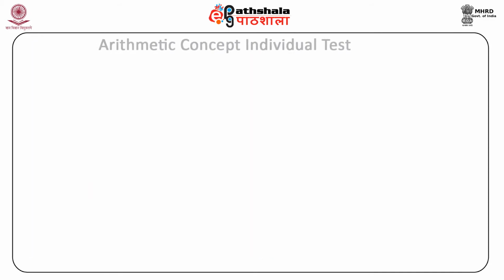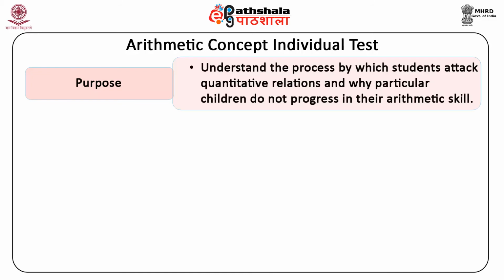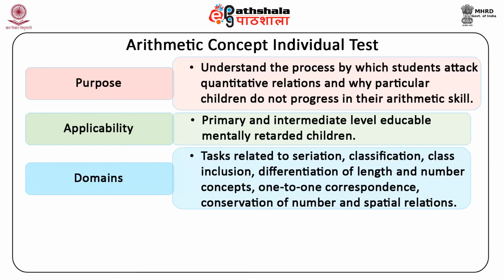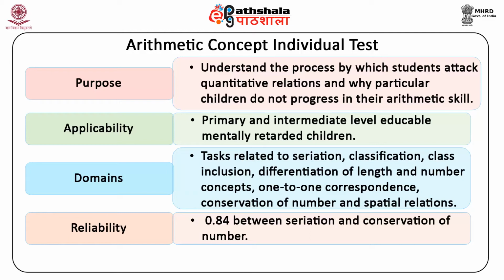Arithmetic Concept Individual Test by Gerald Melnick, S. Freeland, and Barry Lehrer. The purpose is to understand the process by which students attack quantitative relations and why particular children do not progress in their arithmetic skill. Applicability is to primary and intermediate level educable mentally retarded children. Domains are tasks related to seriation, classification, class inclusion, differentiation of length and number concepts, one-to-one correspondence, conservation of number, and spatial relations. Reliability is 0.84 between seriation and conservation of number, and validity is quite high.